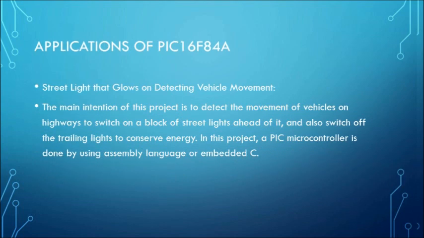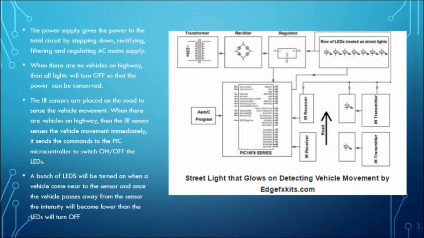An example application of the PIC16F84 is a street light that glows on detecting vehicle movement. The main intention of this project is to detect the movement of vehicles on highways to switch on a block of street lights ahead of it, and also switch off the trailing lights to conserve energy. In this project, the PIC microcontroller is programmed using assembly language or embedded C.